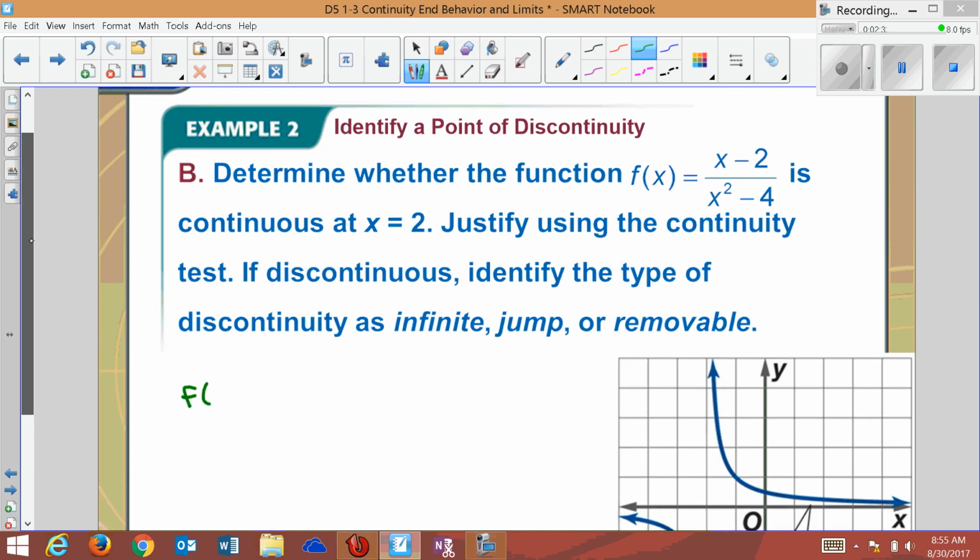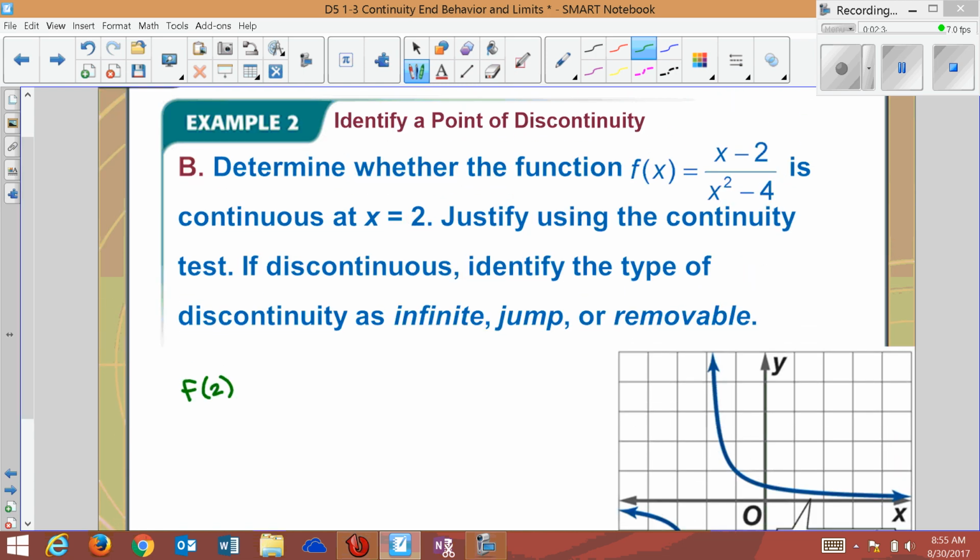This time we want to find f of 2, and our equation is x minus 2 over x squared minus 4. So I'm going to put in 2 minus 2 all over 2 squared minus 4. Well, as I go to simplify, I see I have 0 divided by 4 minus 4, which is 0. And again, I got problems here. So here's what we need to do.